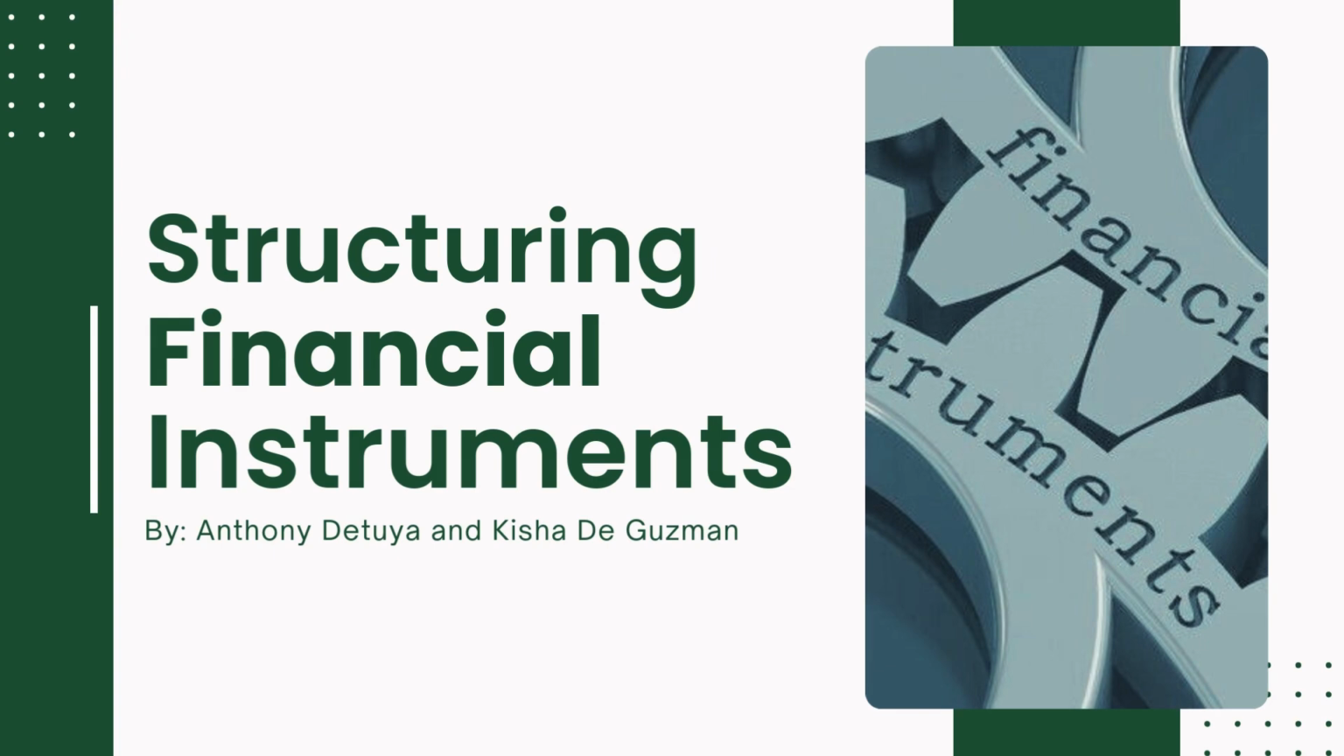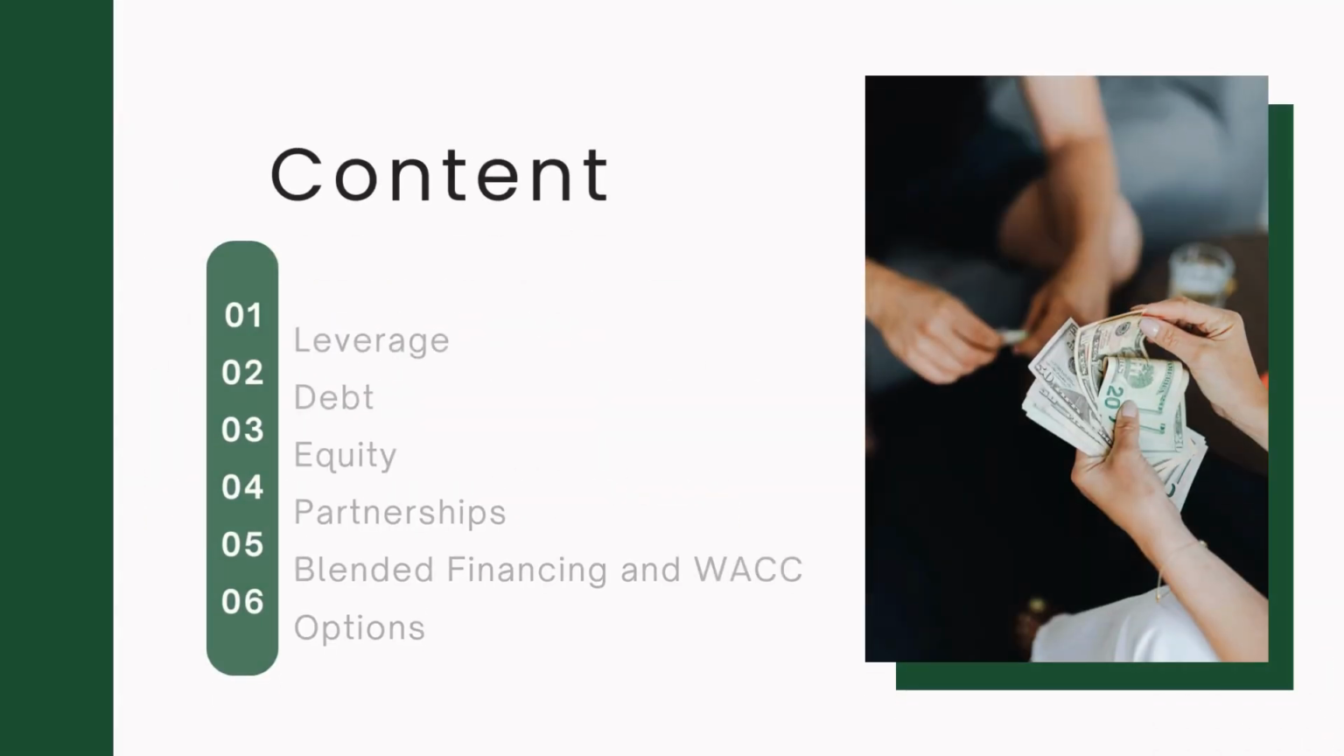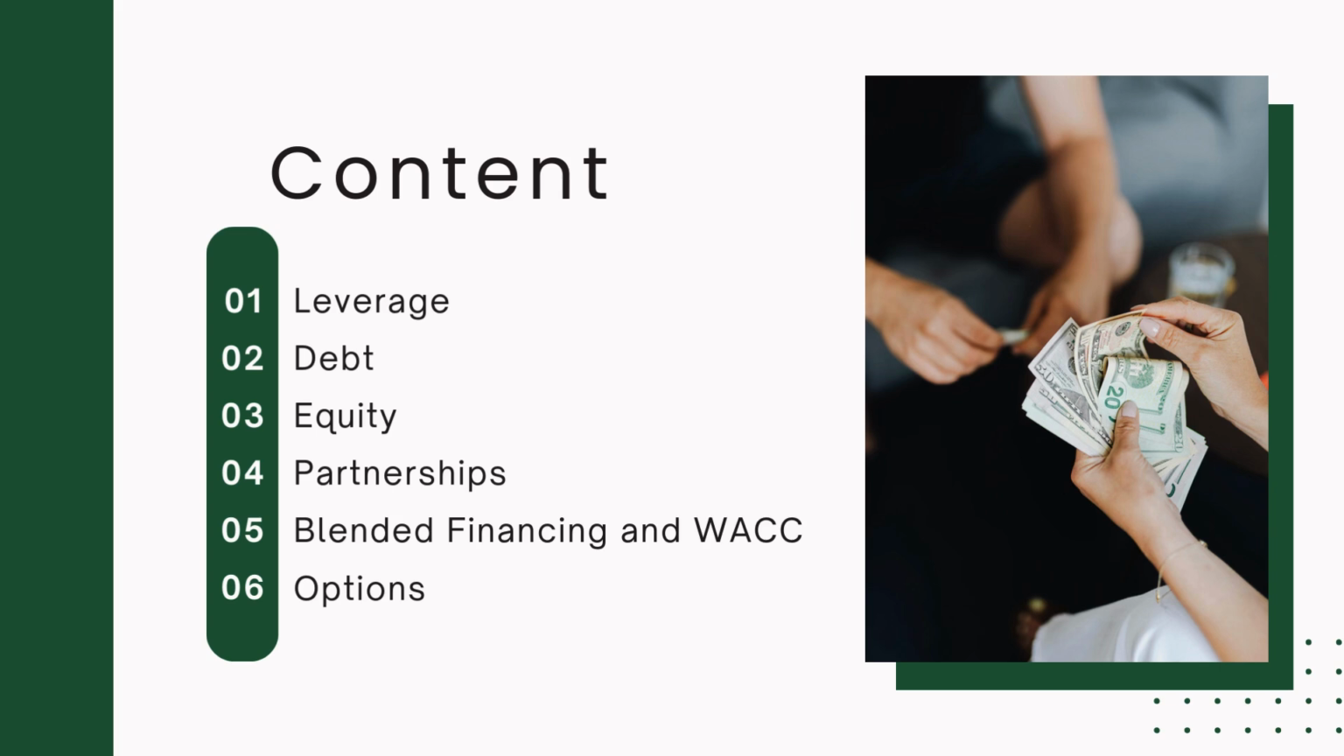We will be talking about structuring financial instruments, which will be reported by Anthony Di Tuya and of course me, Kisha Guzman. So we have here the content of the topic. We have six: first is leverage, second is debt, third is equity, fourth is partnerships, fifth is blended financing and WACC, and the last one is options. Anthony Di Tuya already tackled the first five topics, so now I'll be discussing options.